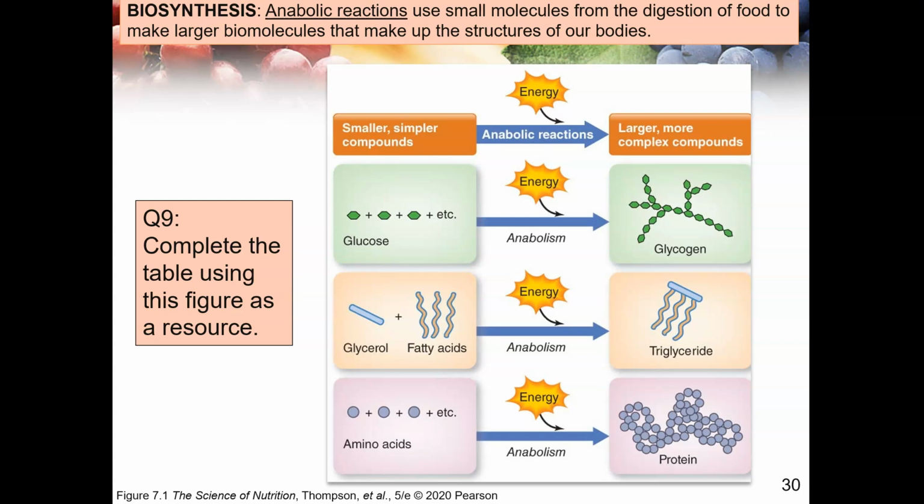And now let's figure out how that happens. So the anabolic reaction, so here glucose is built up to form glycogen. That requires energy. Glycerol is attached to 3 fatty acids. That also requires energy. Amino acids are used to make protein. That also requires energy. So these are anabolic pathways and they require energy.